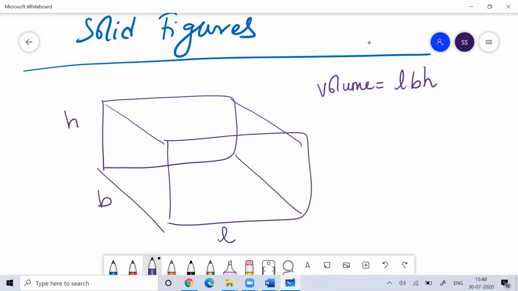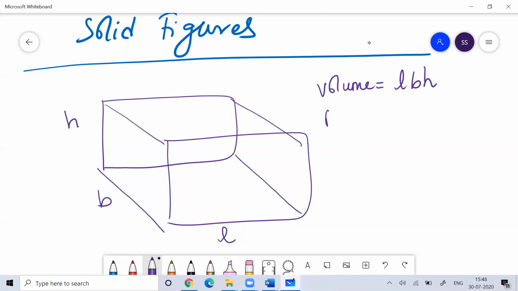Now, it has six faces. Suppose I talk about the ceiling, the top end. The area of that would be length into breadth. Similarly, the base is again length into breadth. Then you have four walls, which are either breadth into height or length into height. Like that, you can calculate.